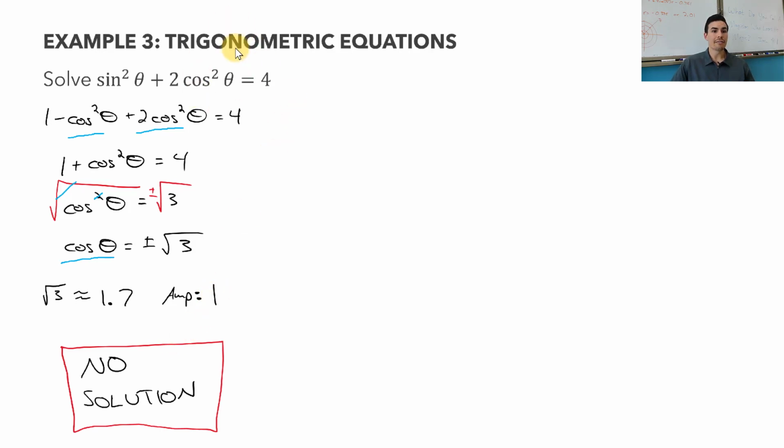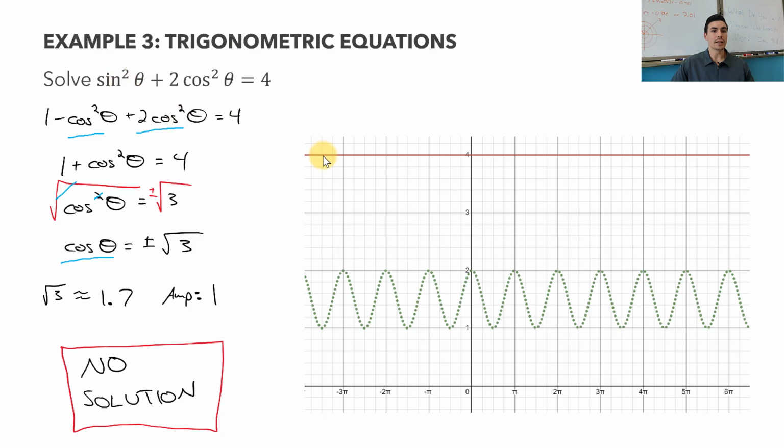And if I were to graph my original equation, what you have here in the dotted green is sine squared theta plus 2 cosine squared theta. And then up here in red is the line y equals 4. So you see that they never actually intersect, which means we have no solution.